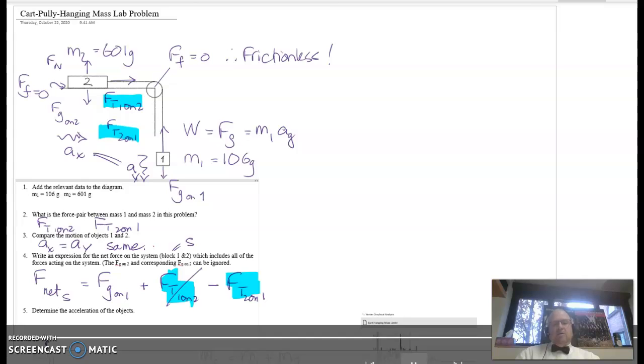And then using Newton's second law, we know that the mass of the system times the acceleration of the system also equals the net force on the system, where the acceleration of the system is the acceleration in x and the acceleration in y. I'll stop here and then continue on.